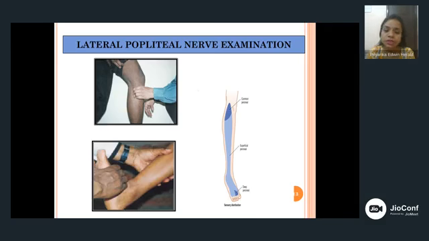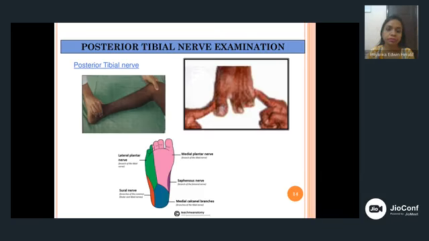And the lateral popliteal nerve supplies the dorsiflexors of the foot. So we ask the patient to dorsiflex his foot, and if he is able to do so, we apply resistance, and if he can do it against the resistance also, then we say the lateral popliteal nerve is not affected. And for sensory examination, in the picture you can see the blue area. Mainly the dorsum of the foot is the area of sensory supply of the lateral popliteal nerve. So we can check the sensation there with the help of the tip of a simple ball pen.